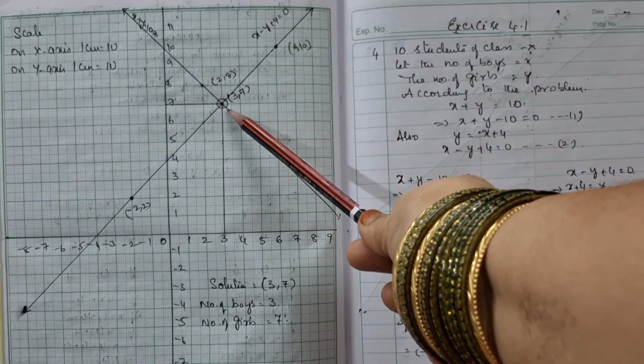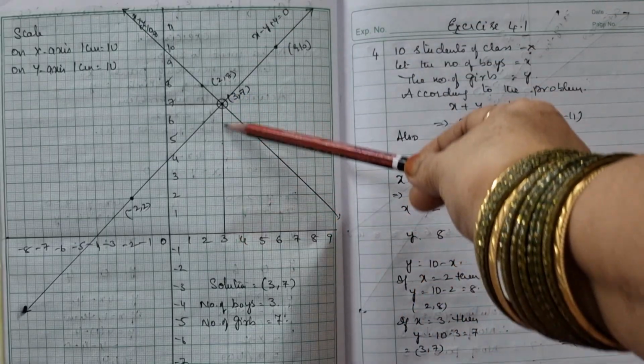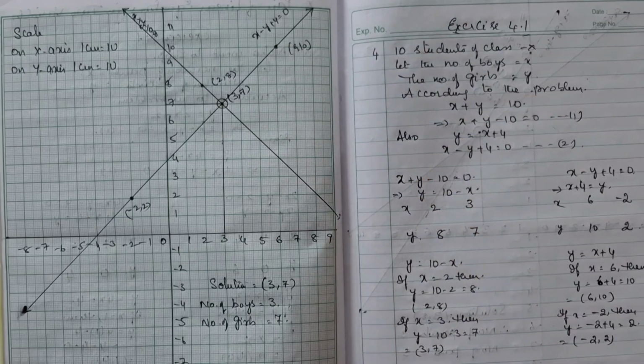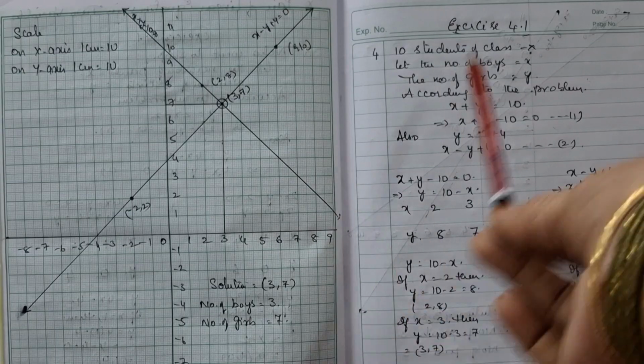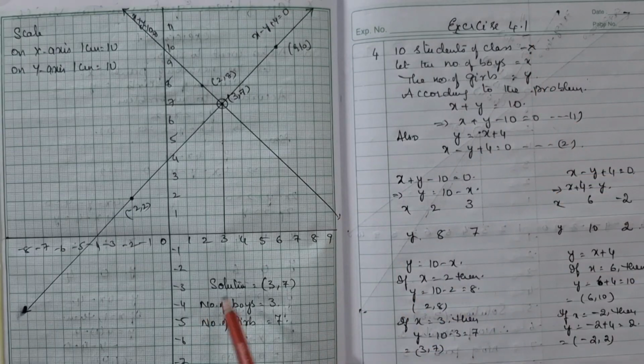These two are intersecting at a point, that is, 3 comma 7. So the solution is 3 comma 7. What is this? 3 belongs to x, 7 belongs to y. So x is the number of boys. So the number of boys is 3 and the number of girls is 7. So we have got it graphically in this way, children.